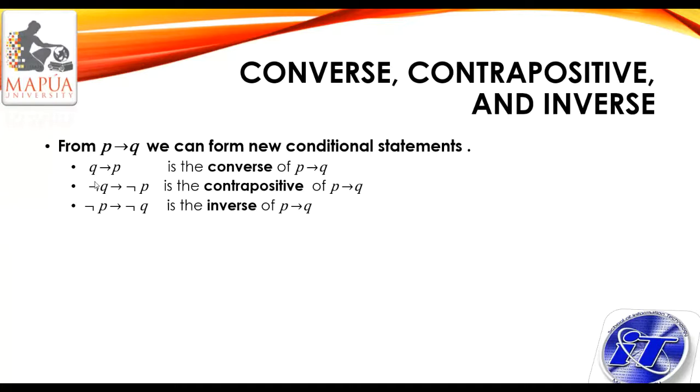So we have not Q implies not P. That's the contrapositive. While for the inverse, we introduce negation on both the premise and consequence of the original statement. So we have not P implies not Q. So by changing the premise and consequence by introducing negation, what will happen to our original statement?